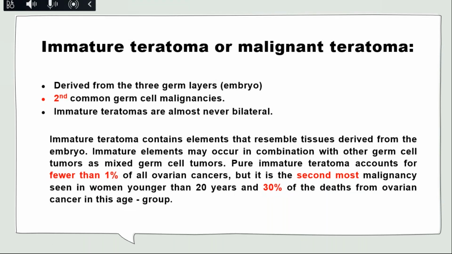Okay, so now come to the immature teratoma or malignant teratoma, and all of you know that the mature teratoma is the benign one, so they have discussed only the immature teratoma, and this is derived from the 3 germ layers of the embryo, and this is the second most common germ cell malignancy. Can you write down in the chat box which is the first most common germ cell malignancy, please? Quickly.